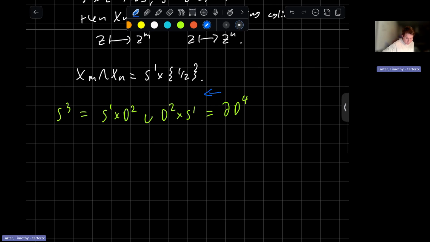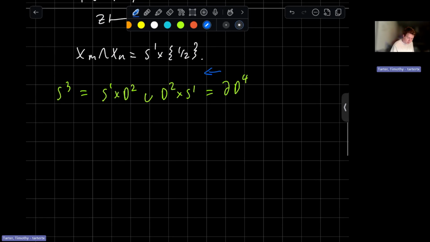Notice that the meridional circles in the torus bound disks in the first solid torus, while its longitudinal circles bound disks in the second solid torus. So in the first solid torus, K intersects each of the meridian circles.